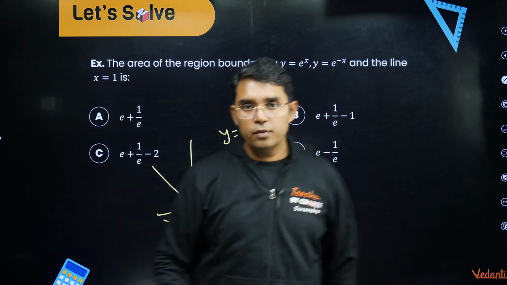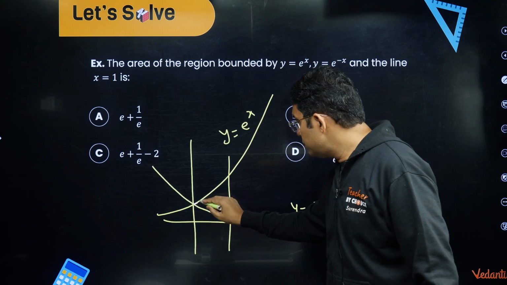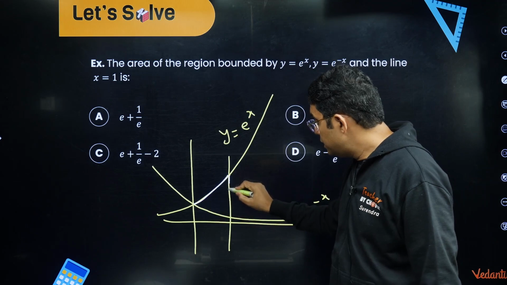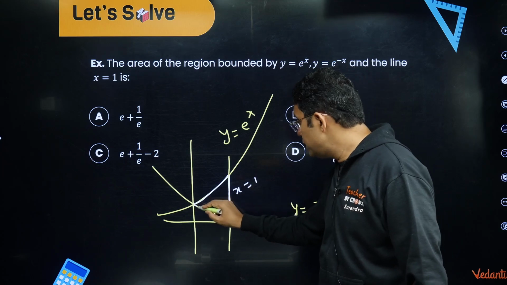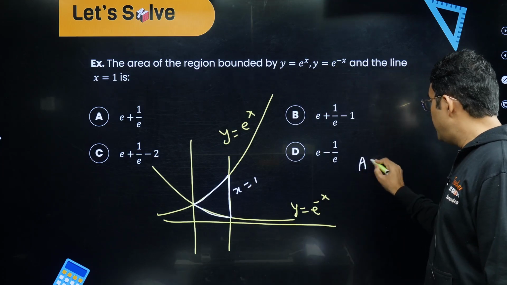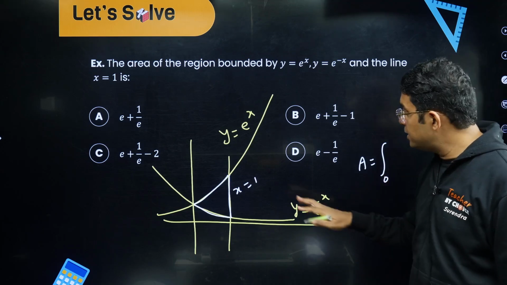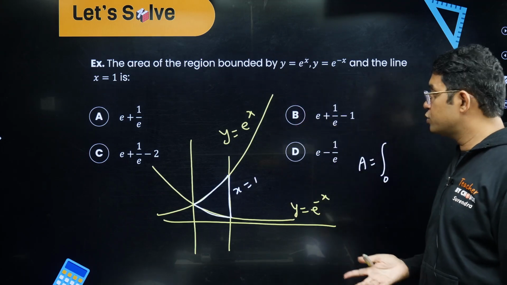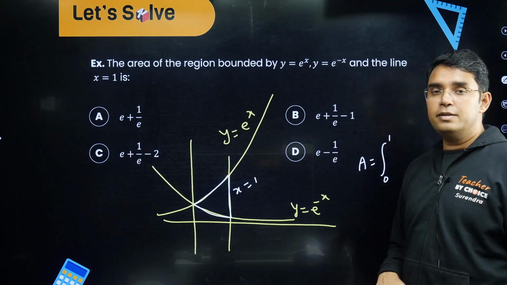So overall, which area are we looking for? We are looking for this area. On one boundary, it is e power x. This boundary is x equal to 1, and this boundary is y equal to e power minus x. So to find this area, it is simple by integration, and I think there is no other method unless you remember some results related to exponential functions, which is not recommended from my side because it is not that useful.